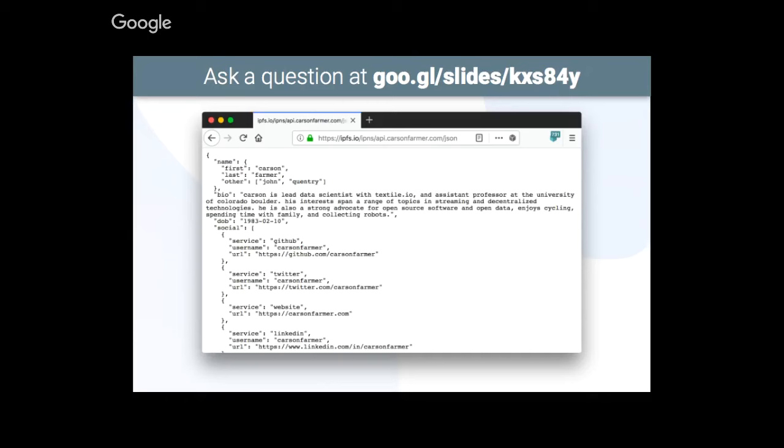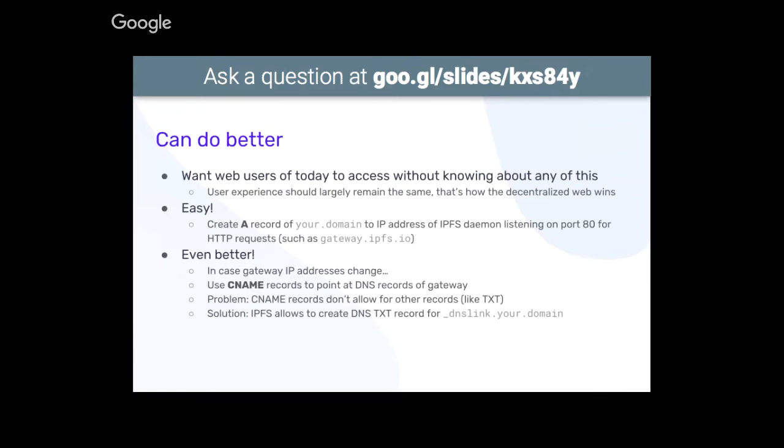So in fact, I've created something like that already as an example. So when I visit https://ipfs.io/ipns/api.carsonfarmer.com/json, I'll get my JSON API response, which is pretty cool because now I've got this much more usable link to share around. It's a lot shorter. It doesn't contain a bunch of gobbledygook base 58 encoded string. But I still am kind of playing around quite obviously in the IPNS or IPFS world. And so we can do better.